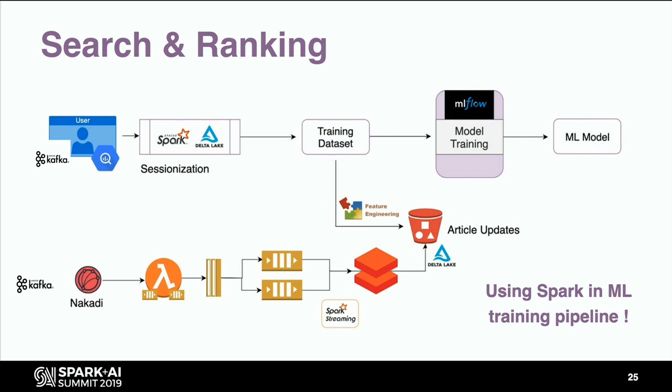The article data is actually coming from the data team pipeline that we have created, the serverless pipeline, in which we use Nakadi, which is an API abstraction over Kafka queues, and it's the whole serverless pipeline of Lambda, SNS, and SQS, which then very seamlessly integrate with the Spark streaming job that we have in Databricks. And then we write it as a Delta table in article updates, which is then later used for training.